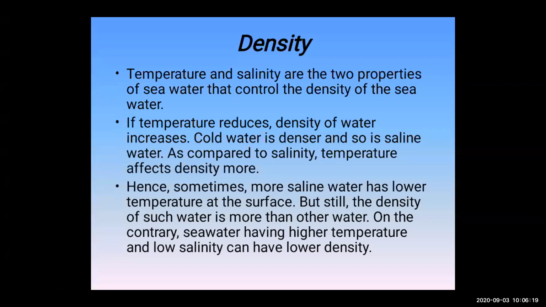This was the example of density and its meaning. Now let's see the geographical explanation about density. The first point here: temperature and salinity are the two properties of seawater that control the density of the seawater. What are the two properties of seawater? That is temperature and salinity. They control the density of the seawater.